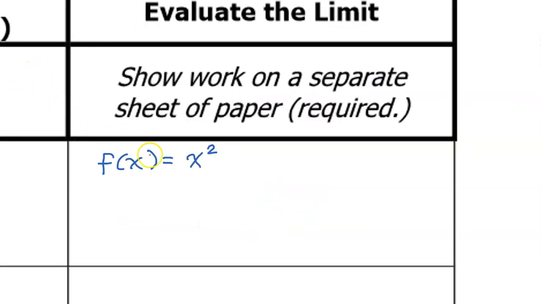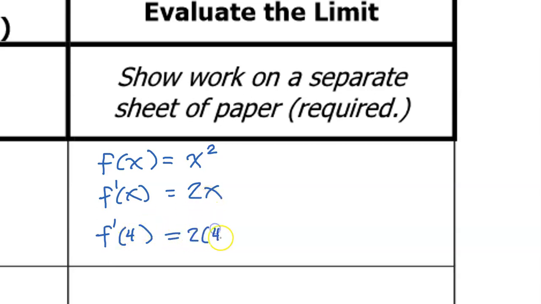Of course, finding derivatives by evaluating limits was the long way. And at this point in the course, we have learned our derivative rules. So if I wanted to evaluate the derivative of function f, I would just do the power rule, and I would find f prime is equal to 2x. And then if I wanted to find f prime at 4, I would just substitute 4 for x, so I would have 2 times 4, which is equal to 8.